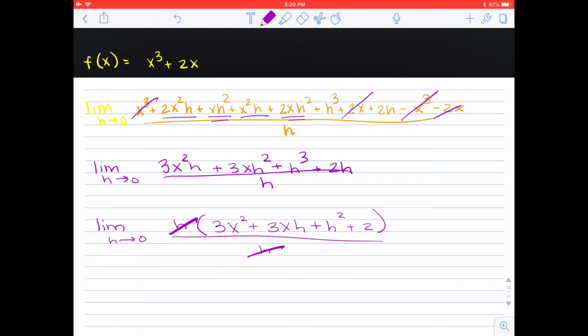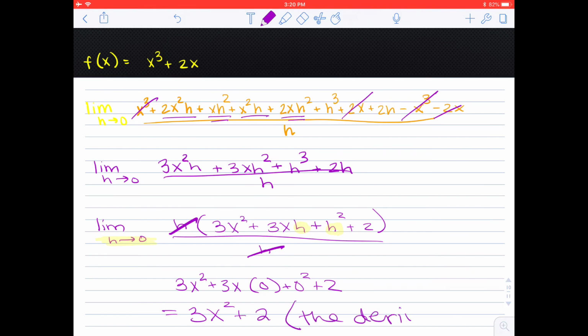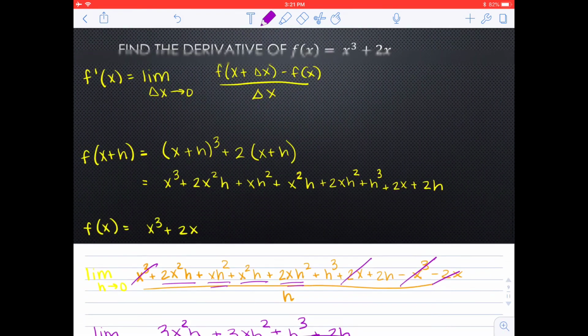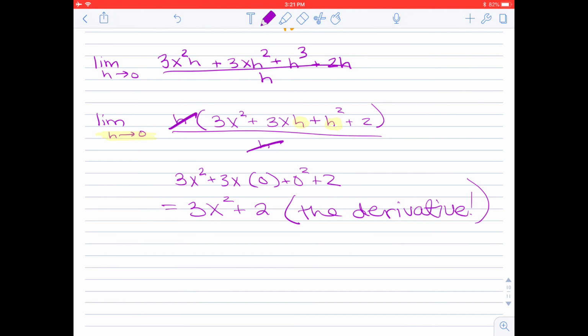And now, because I'm looking for my derivative, I'm going to take h approaching 0. So all of my h's, I'm going to plug in 0. So that's going to be 3x squared plus 3x times 0 plus 0 squared plus 2. And that ends up giving me 3x squared plus 2. And this represents the derivative. And I believe those were the directions, to find the derivative. Am I correct? Yes, those were the directions. So that is your derivative right here. So this would be your f prime of x.